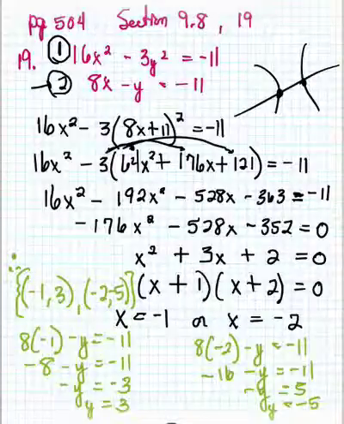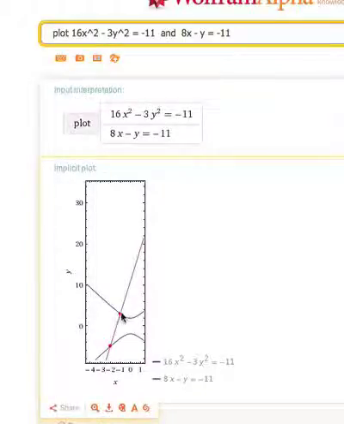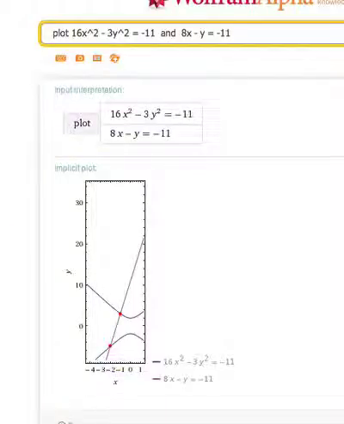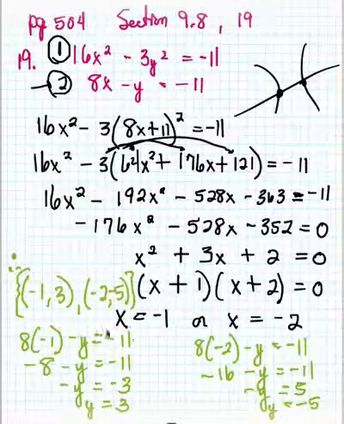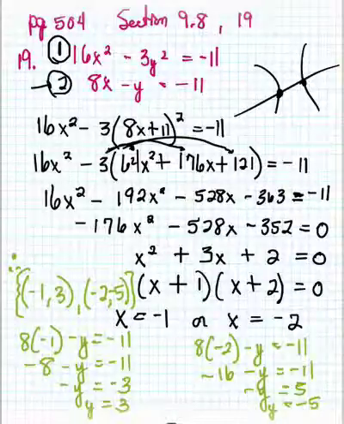Let's look back at Wolfram Alpha one more time. Is that what we got over there? Look at that point right there, negative 1, 3. Hot dog. And the other, negative 2, negative 5. Those are our 2 points of intersection, right? Negative 2, negative 5, and negative 1, 3. Done. Bam. All right. Talk to you later.